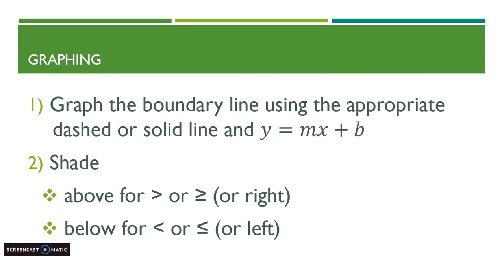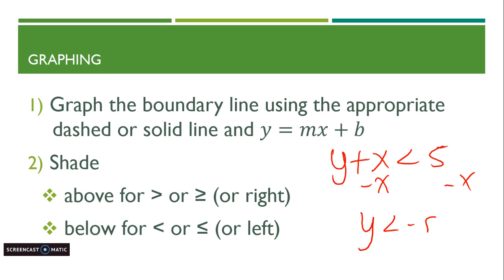You're going to graph using y equals mx plus b. Just pretend like your inequality is y equals mx plus b. If you have something like y plus x less than 5, you want to make sure it's in y equals mx plus b slope-intercept form. So you would need to subtract x on both sides, and then go from there. Then you'd have a slope of negative 1, a y-intercept of 5, and you could graph from there.